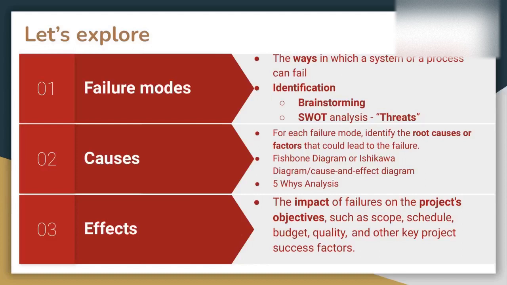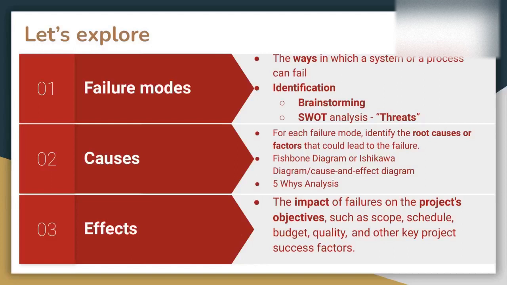SWOT is again one of the popular techniques used in project management. It basically stands for strengths, weaknesses, opportunities, and threats. The threats part of the SWOT analysis can give the project team the failure modes. Now, these failure modes could be technical in nature, they could be functional in nature, or they could be process related or organization related. So there could be different types of failure modes, and as I mentioned, using these different identification techniques, these failure modes can be identified.